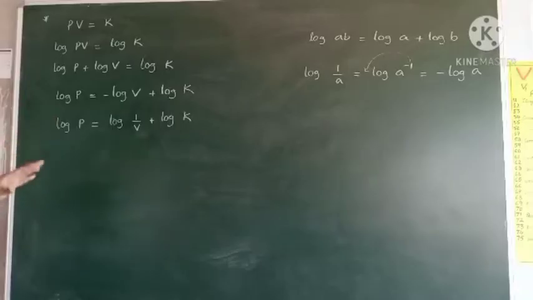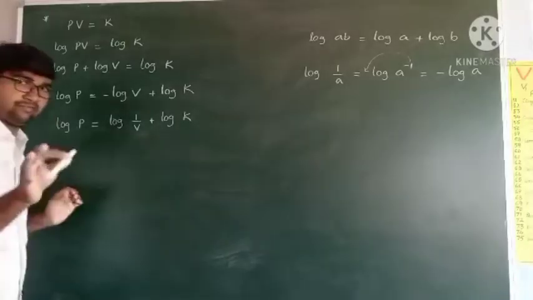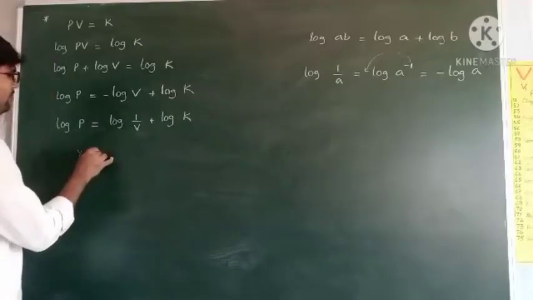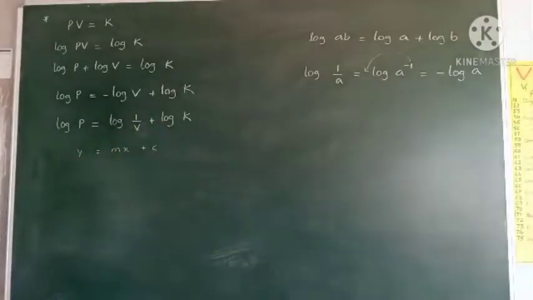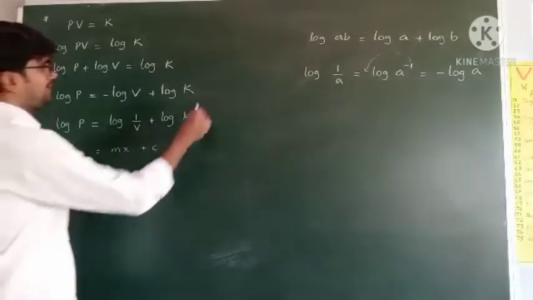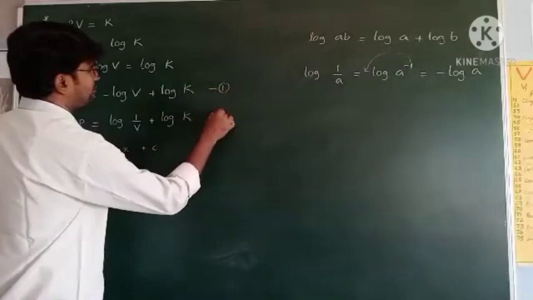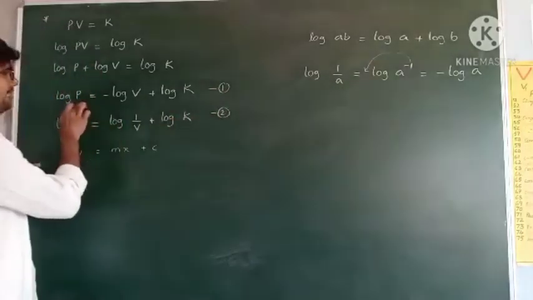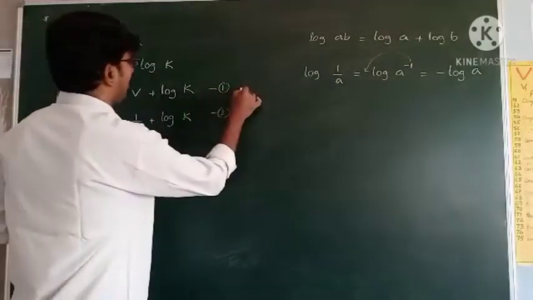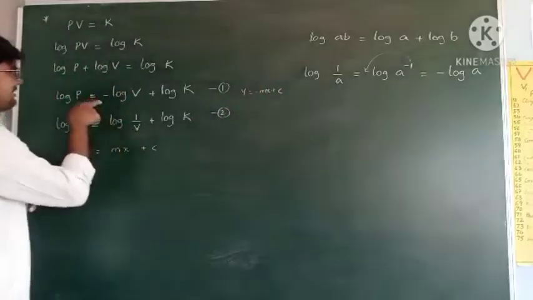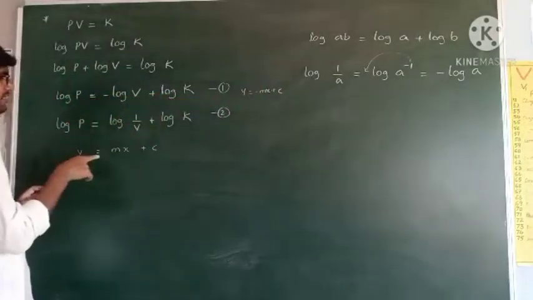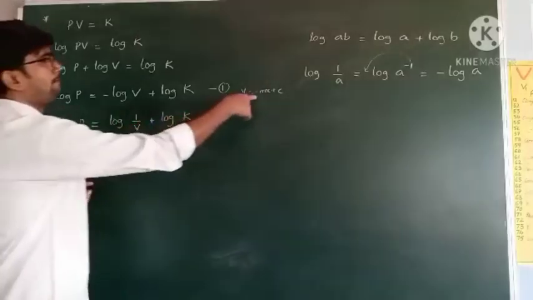This looks like y is equal to mx plus c. What is the mathematical formula? y is equal to mx plus c. What is the graph we expected here? For this one, this is one graph, this is two. The first looks like y is equal to minus mx plus c, and the other looks like y is equal to mx plus c.